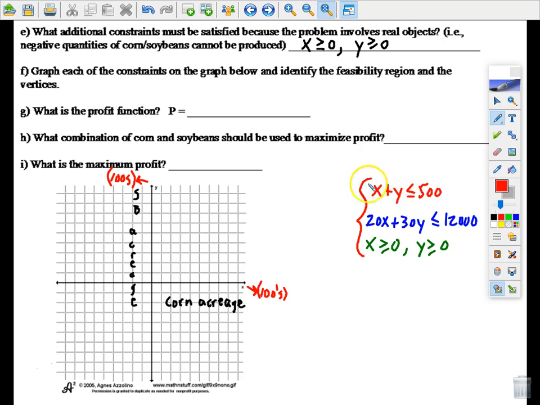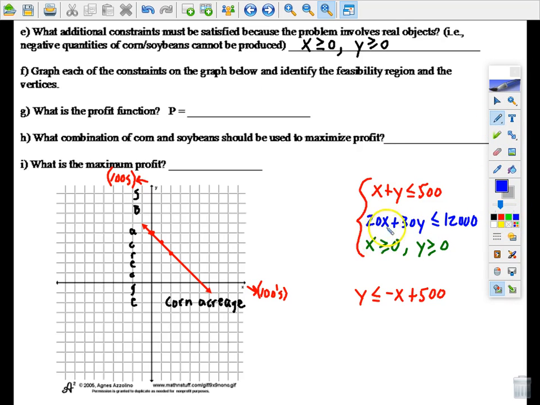Let's start first of all with this inequality, x plus y is less than or equal to 500. Well, we need to solve it for y, of course. And when we do, we have negative x plus 500. So once again, this is 100, 200, 300, 400, 500. Slope of negative 1. And then grab your straight edge. And this line will be red. And it looks like this. All right, now let's do the blue.